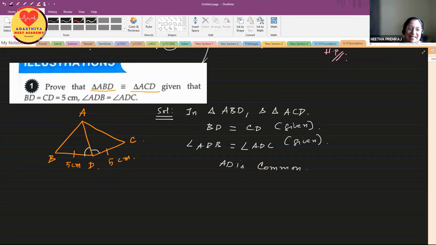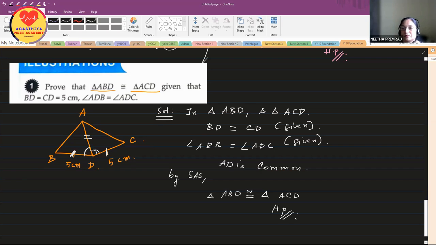Very good. SAS, because side, angle, side. For this also side, angle, side. By SAS criteria, triangle ABD is congruent to triangle ACD. That's it. Hence proved. Very good, guys. Make a note of it. Now you understood, right? How to prove two triangles are congruent.